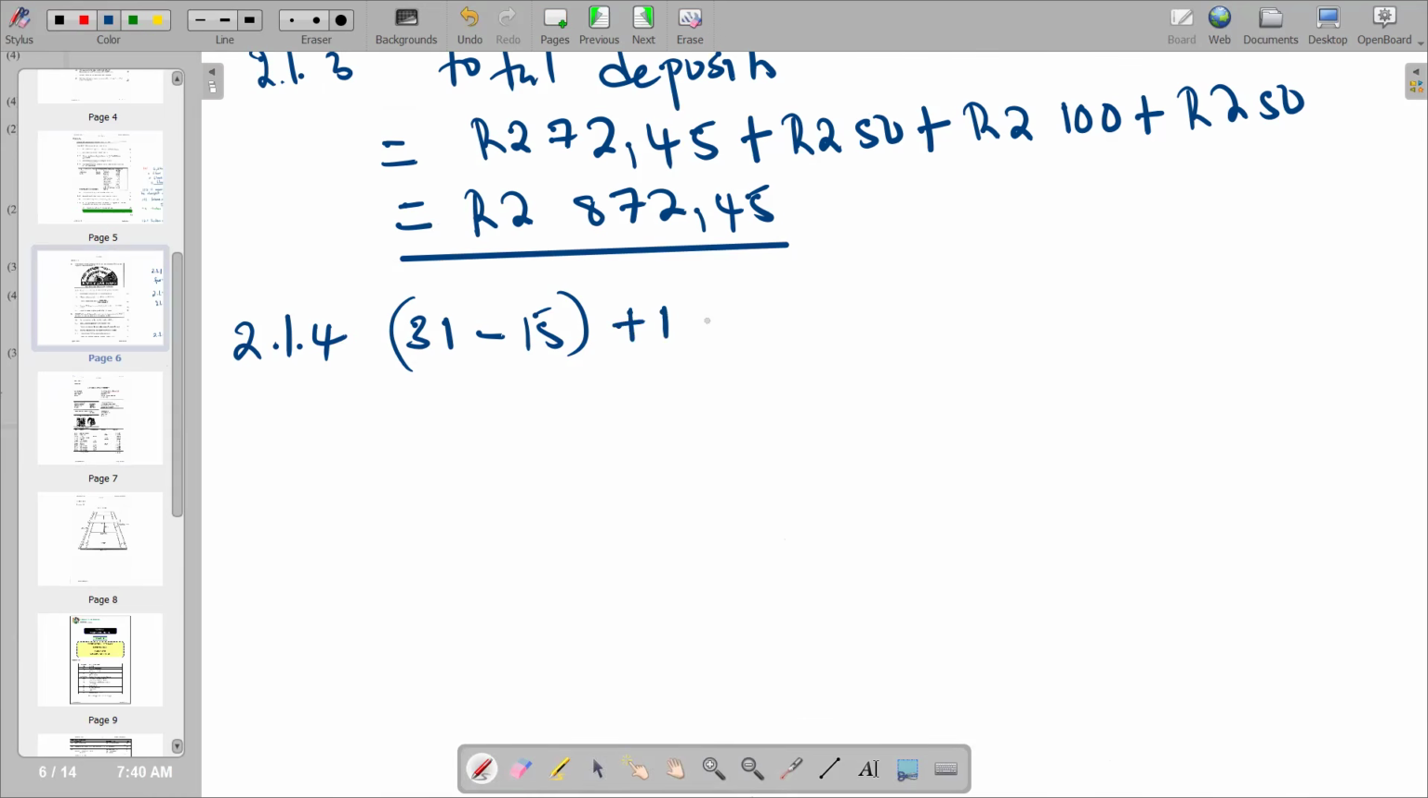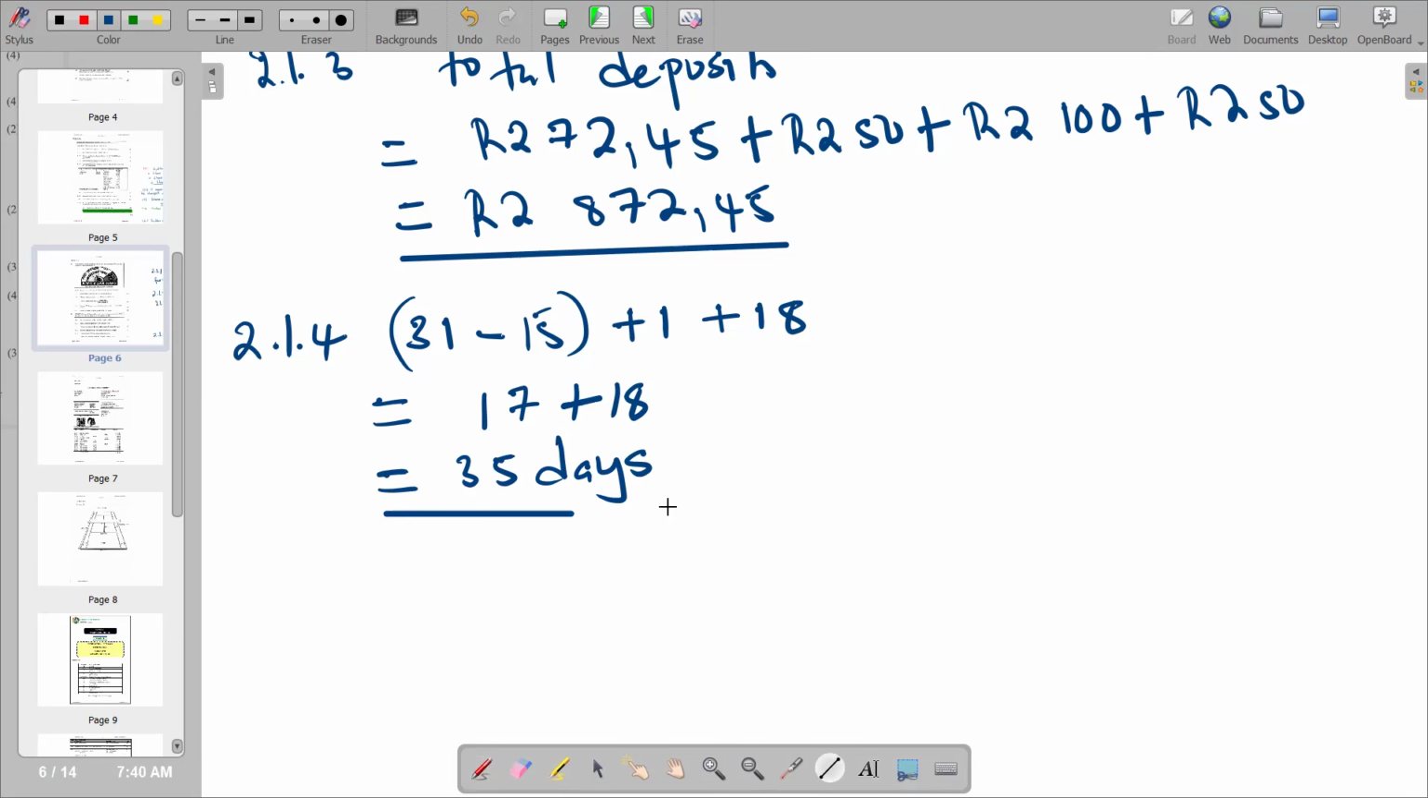Also, 1 is indicating for the 15. And also 18 days for April. So you're going to get your answer. We can just see it is now equal to 31 minus 15, we will get 16. Then your answer is 35 days. So basically that's what we have on this part.